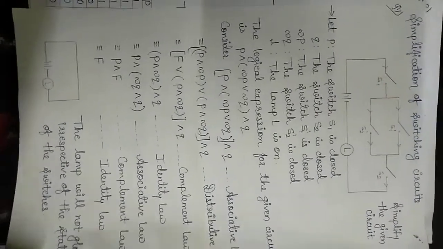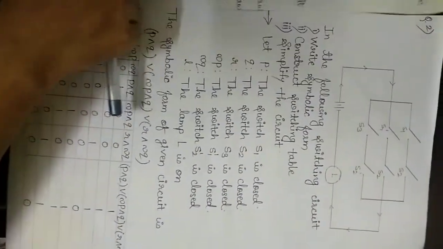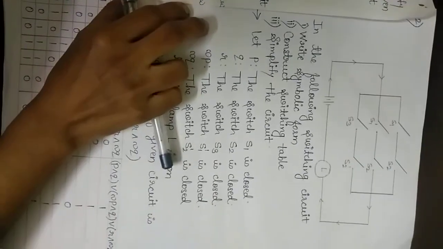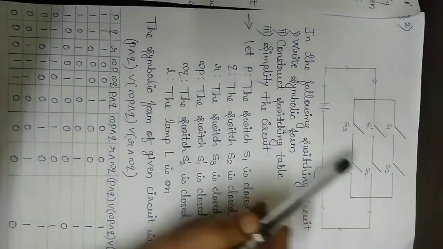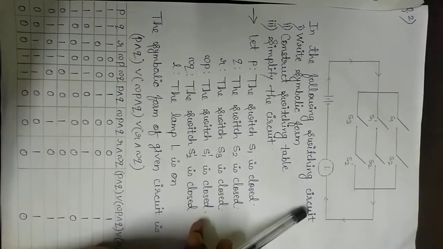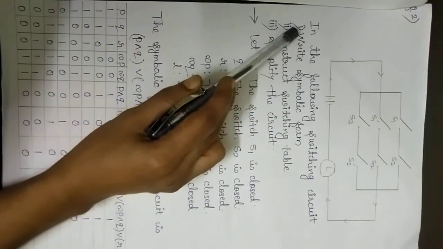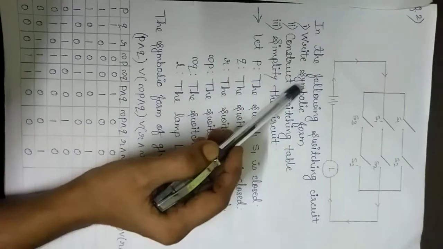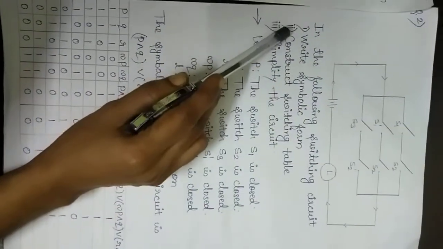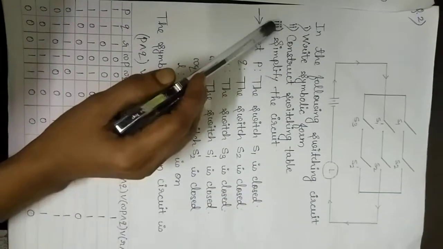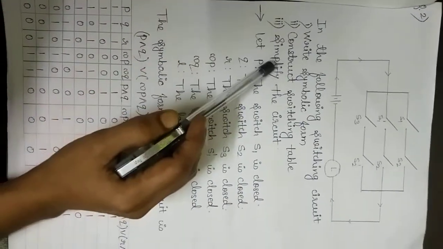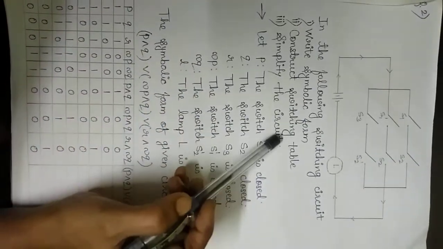Now we consider one more question. See, circuit diagram is given and the question is, in the following switching circuit, first sub-question: write symbolic form, second sub-question: construct switching table, and third sub-question: simplify the given circuit.